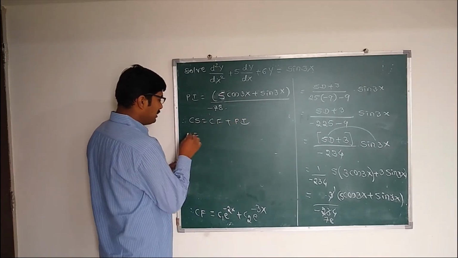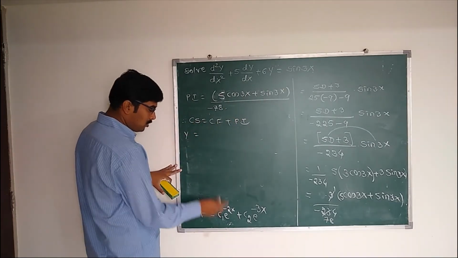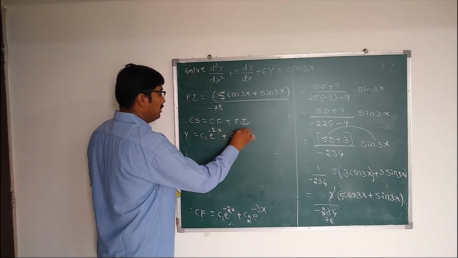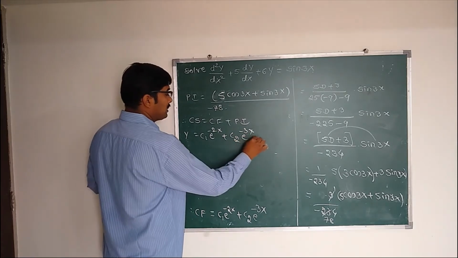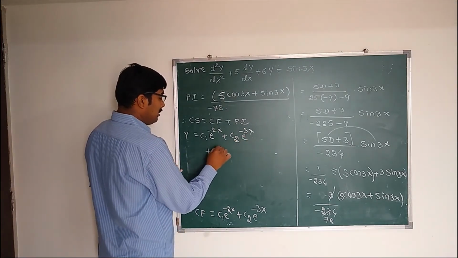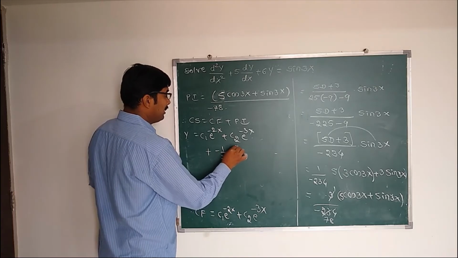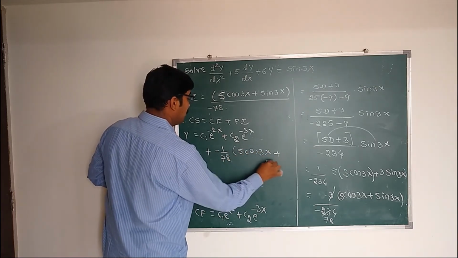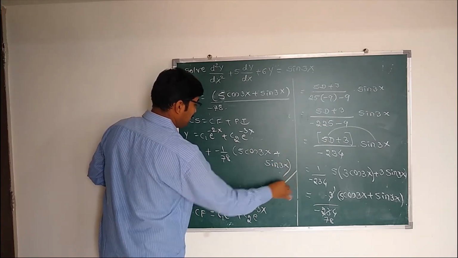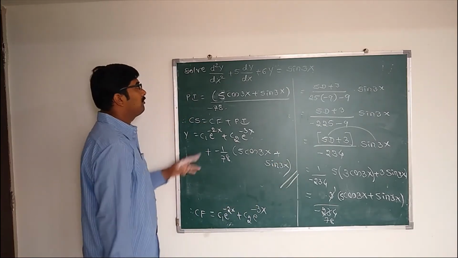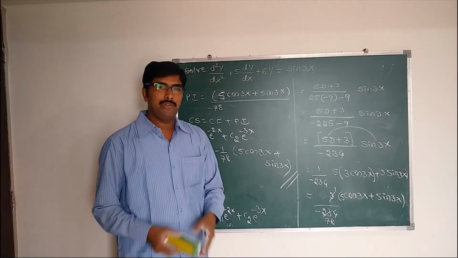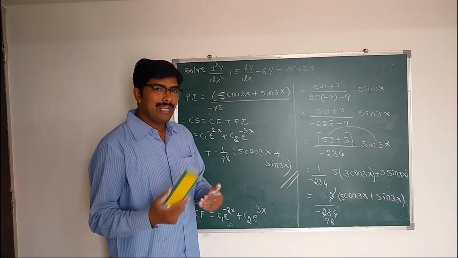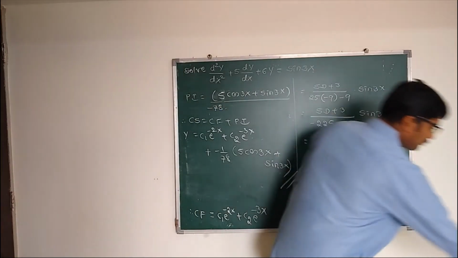So the complete solution means y is equal to CF, which is C1 e raised to minus 2x plus C2 e raised to minus 3x, plus the particular integral, minus 1 divided by 78 into bracket 5 cos 3x plus sine 3x. So this is the required solution for d square y over dx square plus 5 dy by dx plus 6y is equal to sine 3x. You can take one more example.